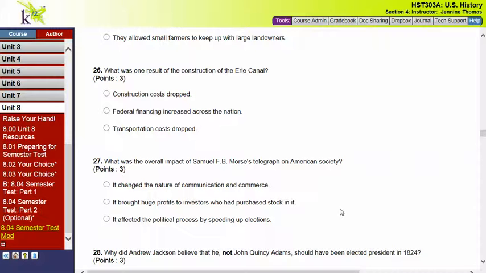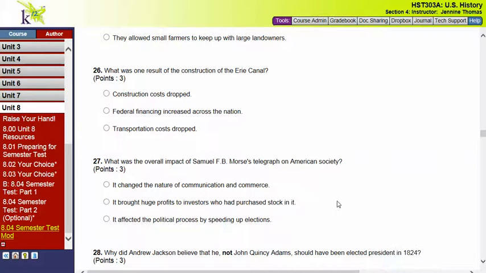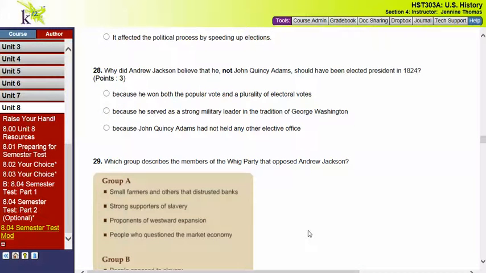Number 27, what was the overall impact of Samuel F.B. Morse's telegraph on American society? It changed the nature of communication and commerce. It brought huge profits to investors who had purchased stock in it, or it affected the political process by speeding up elections. Number 28, why did Andrew Jackson believe that he, not John Quincy Adams, should have been elected president in 1824? Because he won both the popular vote and the plurality of electoral votes? Because he served as a strong military leader in the tradition of George Washington? Or because John Quincy Adams had not held any other elective office?